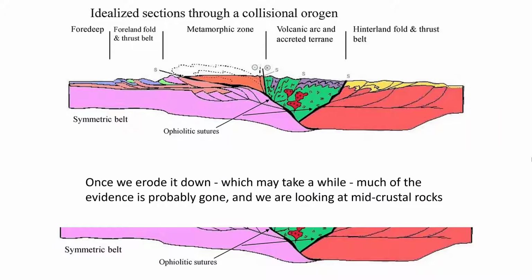Here's an example of a mountain belt that's formed through a subduction zone or a collisional origin mountain building event. The cross-section at the top shows all of the rocks that would form during that event. On the bottom, it's showing it once the erosion has taken place, which may take a while. A lot of the evidence of the rocks that were higher up in the section are gone, and now we're left looking at the mid-crustal rocks, or the roots of the mountain belt.